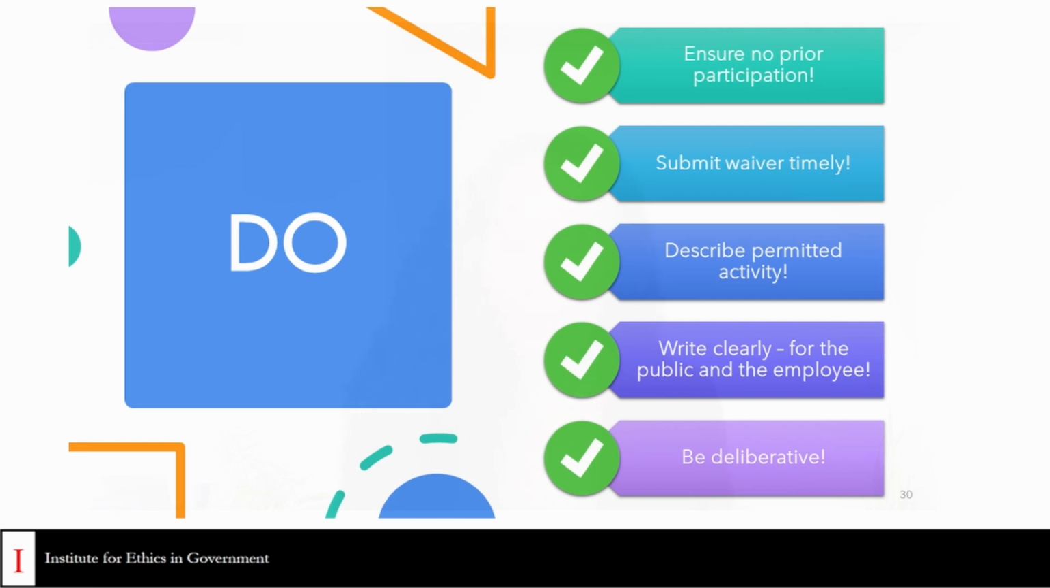Do write clearly. Remember that waivers are publicly available. Thus, we want waivers to be written clearly so that the public understands how the agency arrived at its conclusion. Not only that, but because the media is increasingly more aware of waivers, they are receiving more attention. This underscores the importance of a clearly written waiver. And do give yourself enough time to be deliberative when drafting your waiver. Agencies should be submitting completed, polished draft waivers.